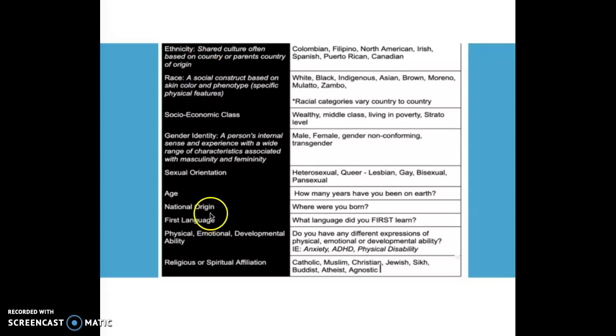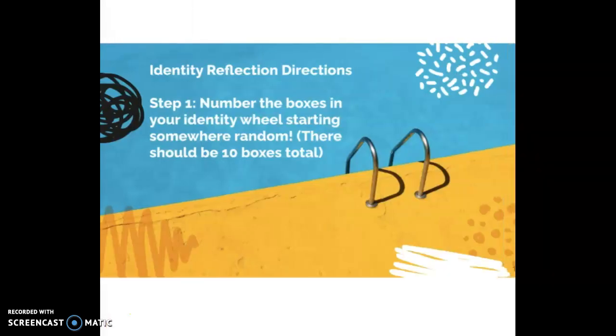Those are the ones I put definitions next to because those tend to be the tricky ones with kids. Give your own examples if you want, or just rely on the examples in this chart. Give them a minute to do their identity chart, and then we go into the activity.